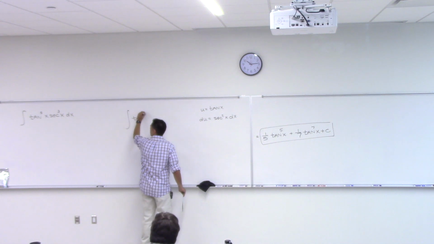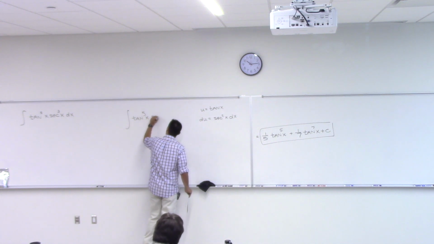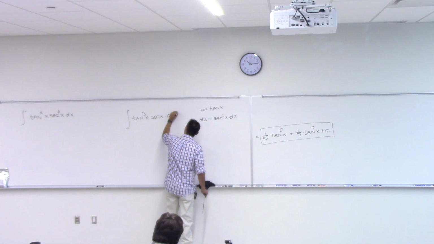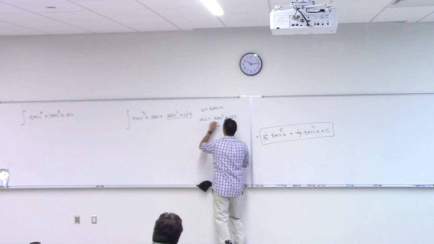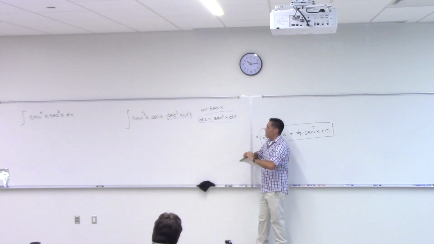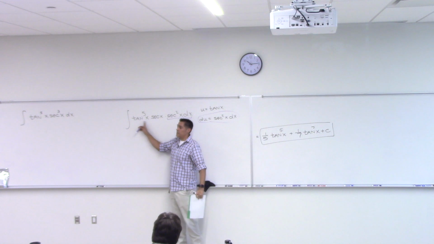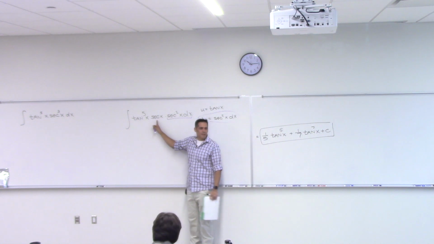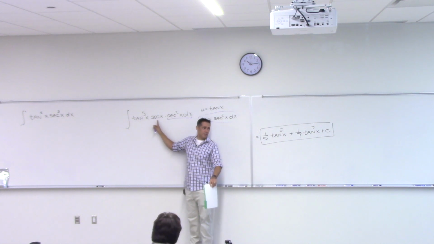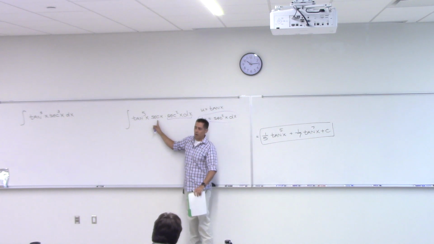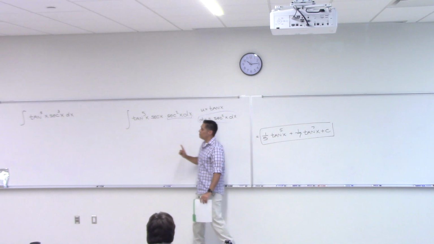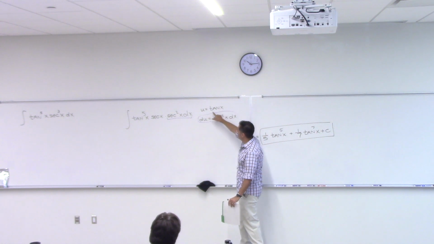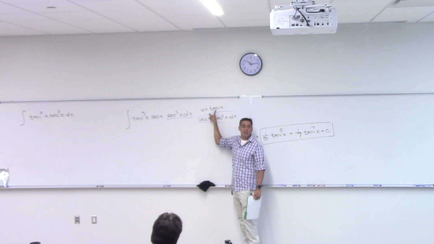If we did tangent to the fifth x, secant x, and peeled off the secant squared x dx, we know that that's the derivative of tangent, yes? But now you need to rewrite the whole integral in terms of tangent. You can't rewrite secant x in terms of tangent because you can't use a Pythagorean identity, because this is not squared. Understand? So you can't use this method. So what we're going to do instead is reverse this. Instead of u being tangent, we're going to let u be secant.